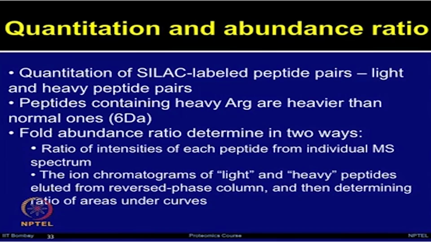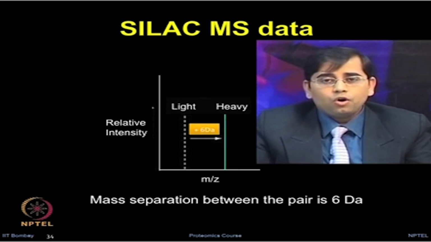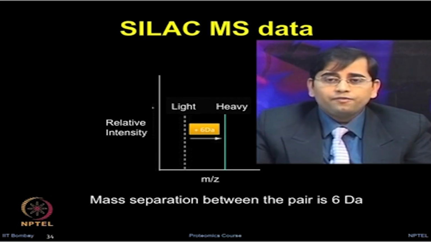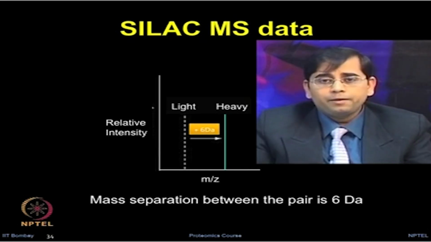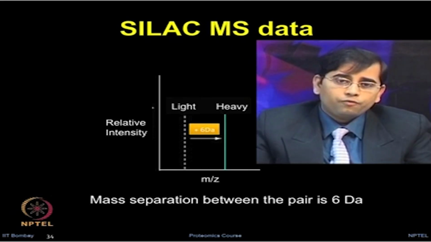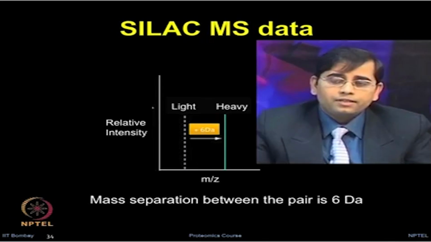Here two ways are suggested to calculate the ratio of the intensities of each peptide from the individual MS spectrum, or the ion chromatograms of light and heavy peptides eluted from the reverse phase columns, and then it can be used to determine the ratio of areas under curves. In this MS spectra, the pairs of chemically identical peptides of different stable isotopes can be differentiated due to their mass difference. The ratio of peak intensities for such peptide pairs demonstrates the population ratio for two proteins. Here I have shown the light and heavy form separation with the 6 Dalton difference.